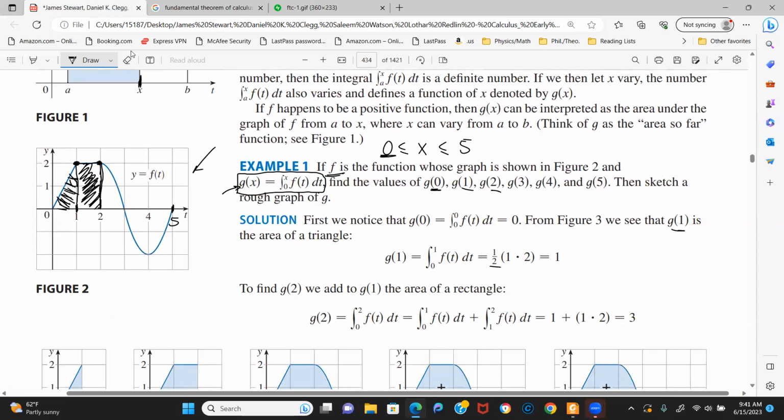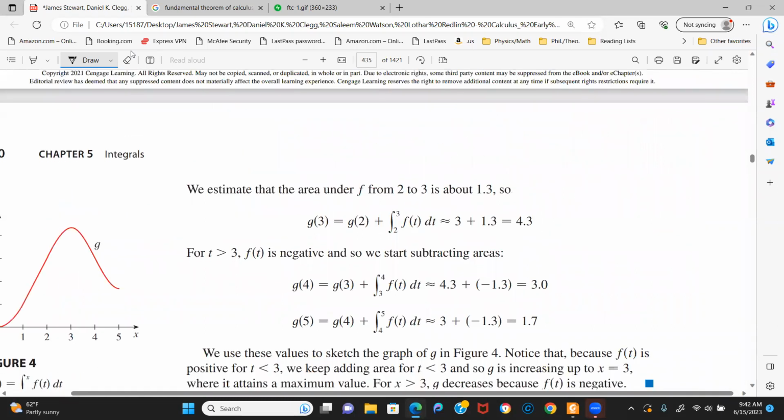So we can use our properties of integration to split the integral into 2 pieces. You have 1 is between 0 and 2, so you can split the integral up into the integral from 0 to 1 plus the integral from 1 to 2. This one we computed already. This was 1. And this area right here represents the area of the rectangle, so it's just the base times the height. The base is 1, the height is 2. So 1 times 2 is 2, plus 1 is 3. So g of 2 is going to be equal to 3, because 3 is the total area right here.